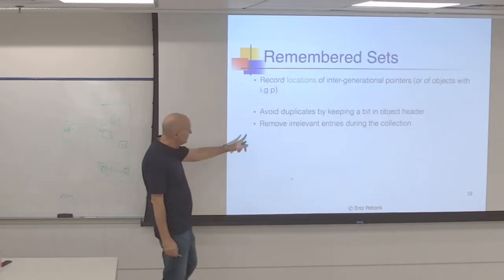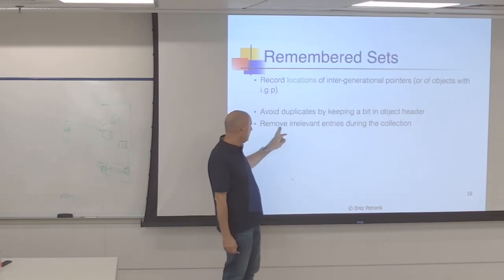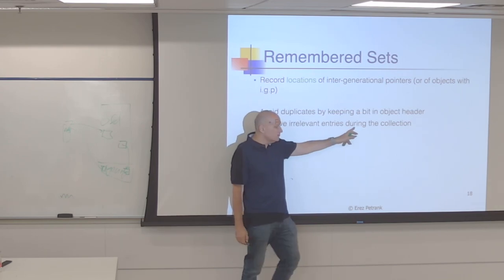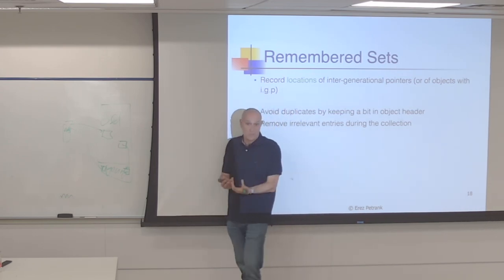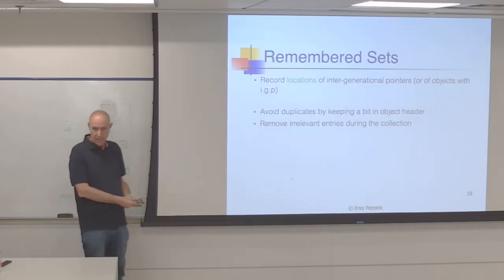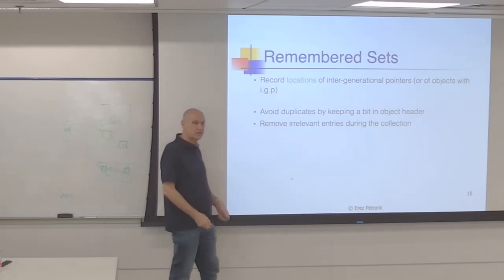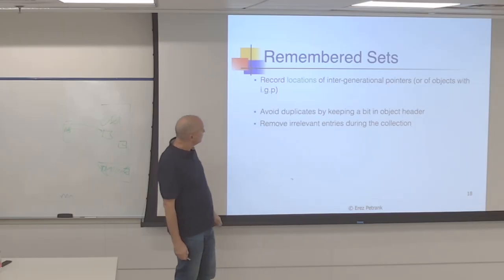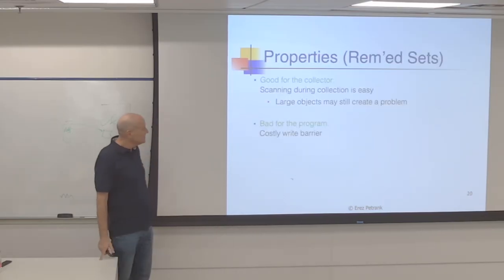So this is what it says in the previous slide. We remove irrelevant entries during the collection. We just go to trace them and we see that they don't point to the young generation anymore, and we can remove them from the remembered set. So this is how it works.